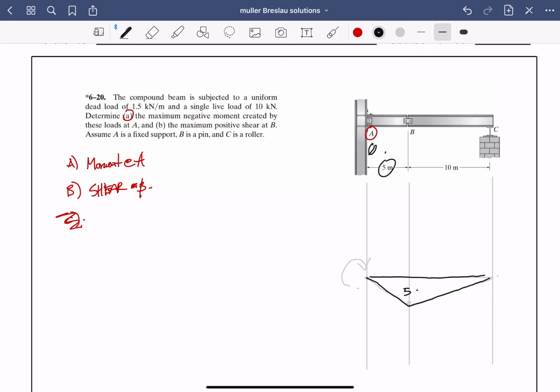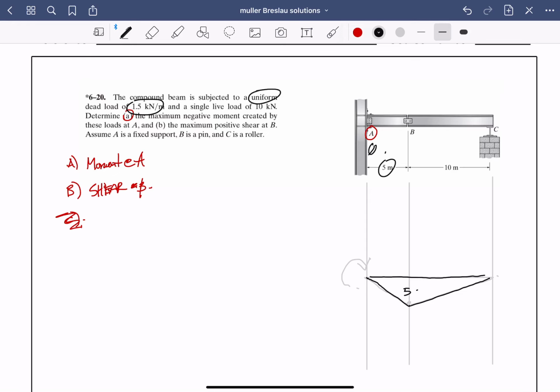Great. So with that, it's a little different because now we're solving for the worst case scenario load, and it's saying that you have a uniform distributed load of 1.5 and a single live load. So what this means is that you have a distributed load, which means take the area of the entire thing.